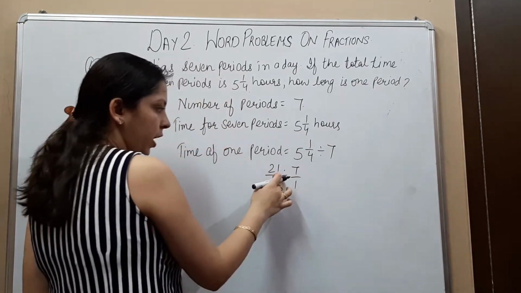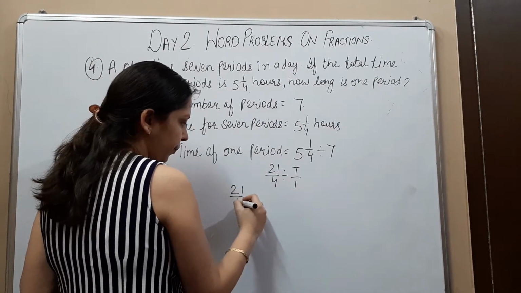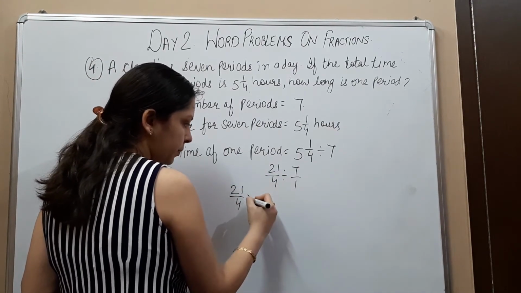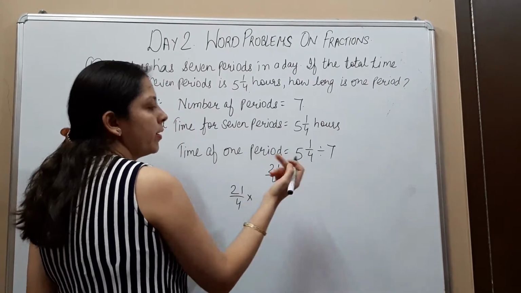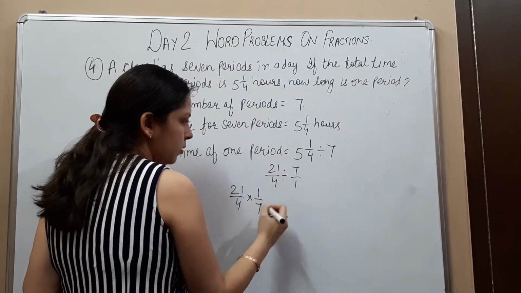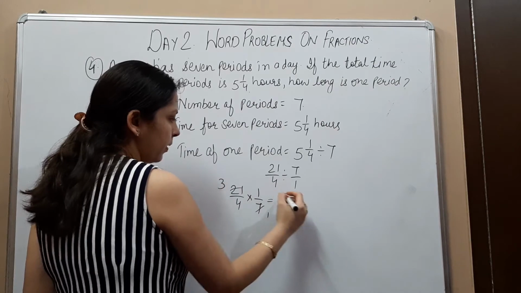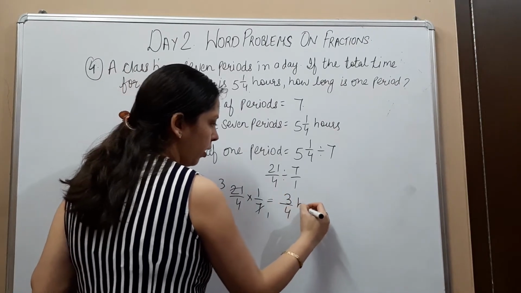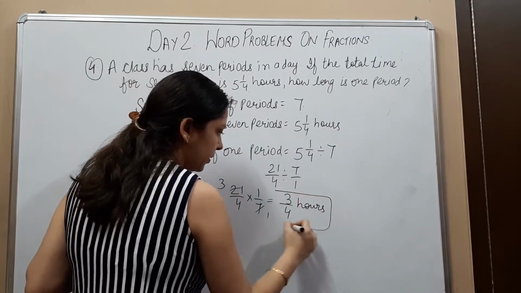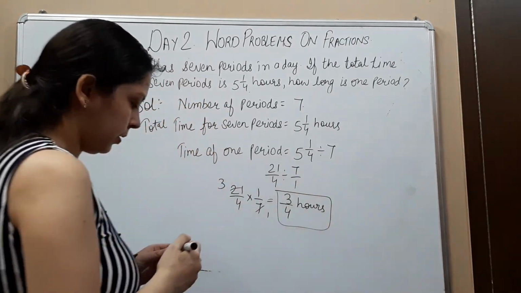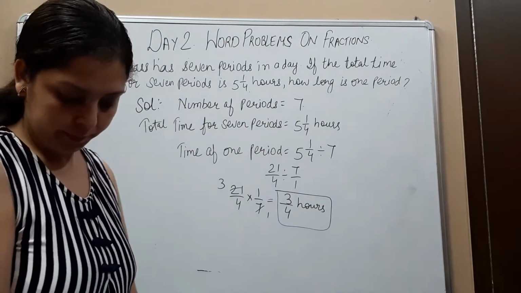As you know, when we have a division sign in fractions, how can we do it? We will change this division sign into multiplication and then take the reciprocal of the next number. So 7 by 1 becomes 1 by 7. We can simplify it. It's 3 by 4 hours. So one period is 3 by 4 hours long. I hope you get this question.